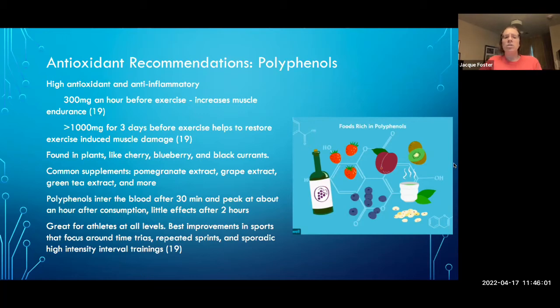So polyphenols enter the blood after about 30 minutes and peak about an hour after consumption, and the effects decline after about 2 hours. It's recommended for athletes at all levels. The best improvements are in sports that focus around time trials, repeated sprints, and sporadic high-intensity interval training.